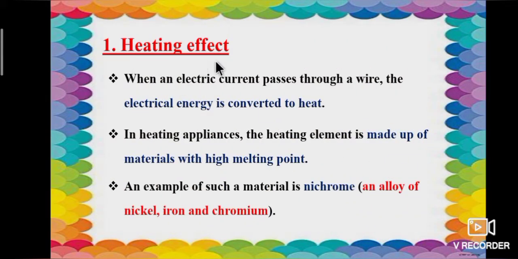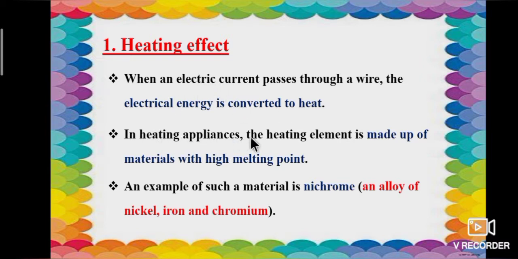First one, heating effect. When an electric current passes through a wire, the electrical energy is converted into heat. If you switch on the water heater, we get hot water. So when current passes through a wire, the electrical energy is converted into heat.